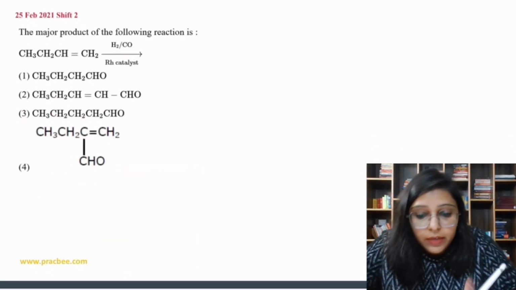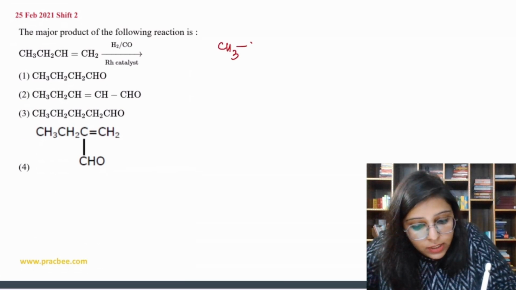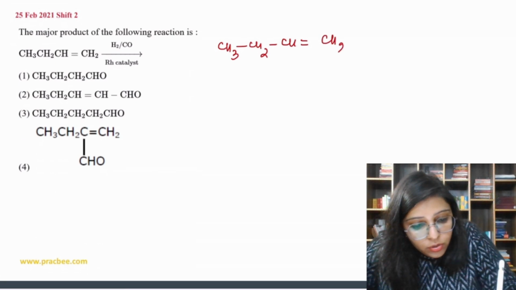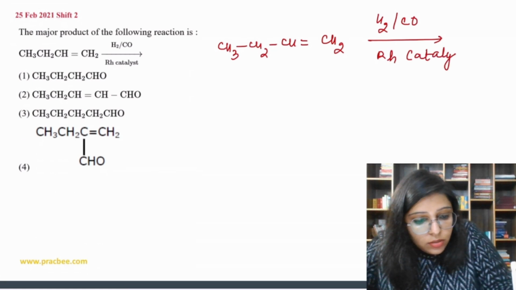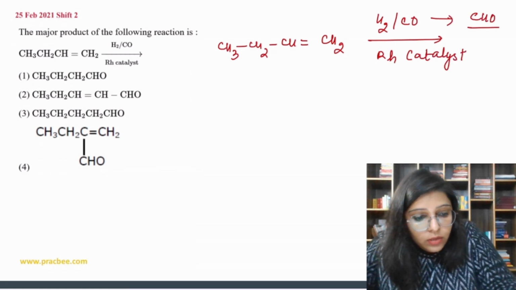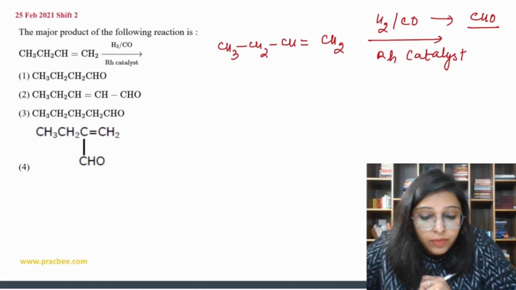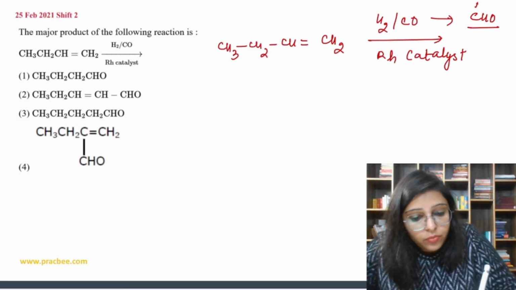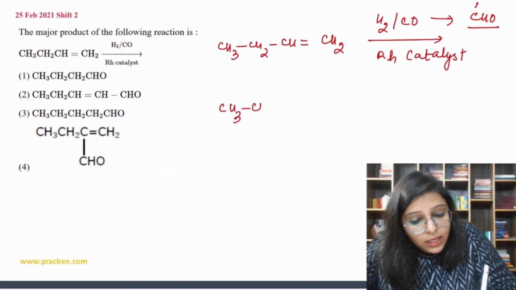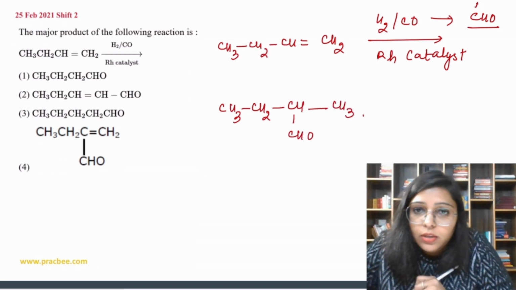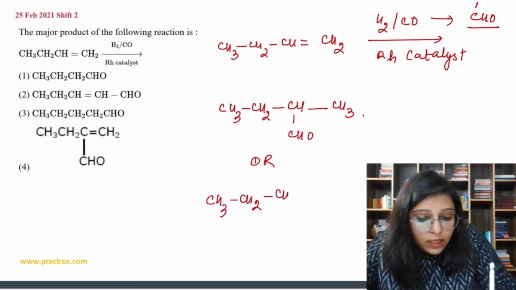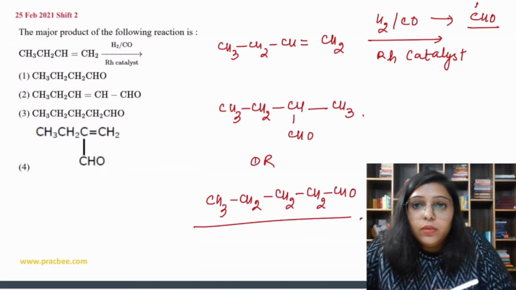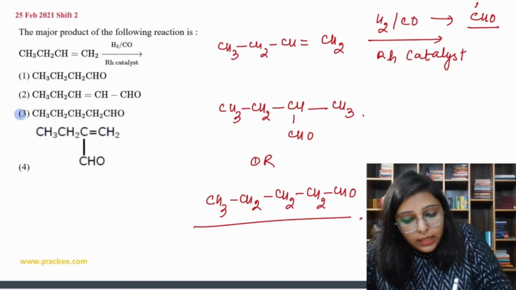The major product of the following reaction is. So what happened over here? We have CH3, CH2, CH double bond CH2. So when you see this one, H2, CO and rhodium catalyst. So what happens from this? We get CHO. ठीक है? We get CHO. What you are going to do? CH3, CH. Just do Markovnikov. Here you put CHO and here you write CH3. Or what you can do? CH3, CH2, CH2, CH2, CHO. Okay. So if you see option number 3, that is going to be the correct answer.